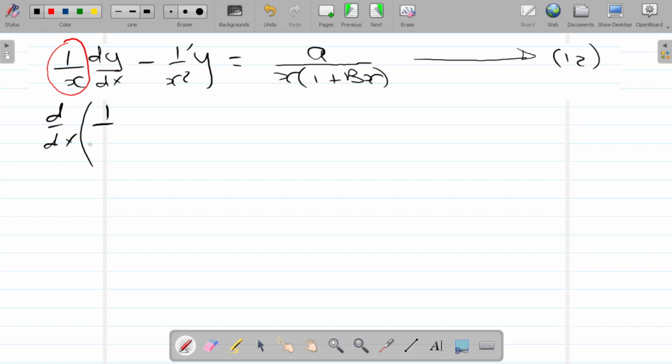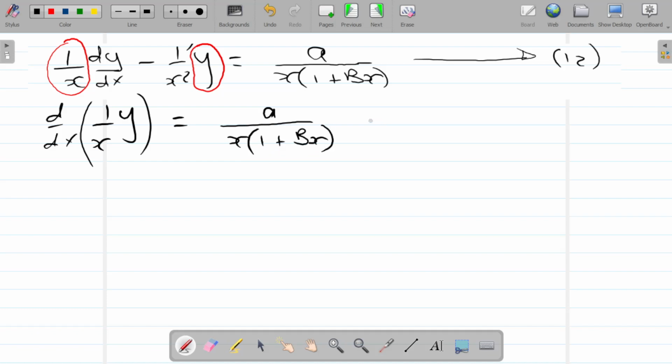So we write down the 1 over x, and then we don't want this term. That's the function of x that we've already multiplied the integrating factor by. What we want is to write down this y term. So we put a y there, and that's equal to a divided by x times 1 plus bx. And we'll call that equation 13. Right, now, before we do the next step, first of all, we'll write this in integral form.